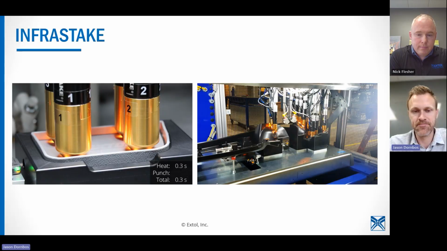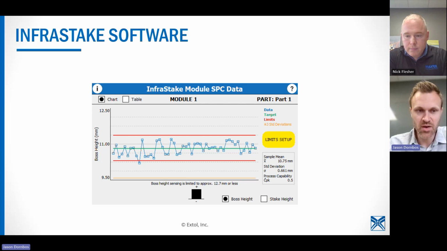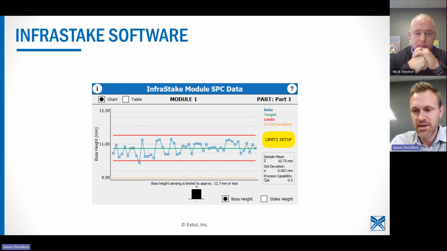So when we're providing an InfraStake integration package, we also offer InfraStake software. This software is available to you. You download it and you would install it into either your Allen Bradley PLC system or your Siemens PLC system. And the InfraStake process then utilizes the machine PLC to control it. You don't have to come up with how to program all of these different steps of the InfraStake process. We have that available to you.